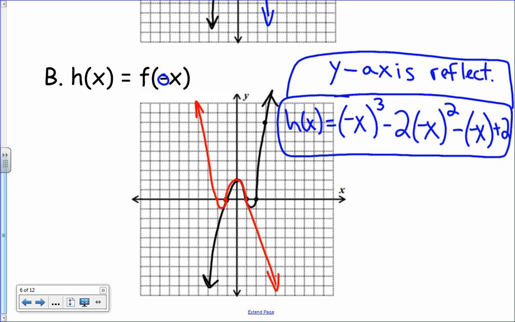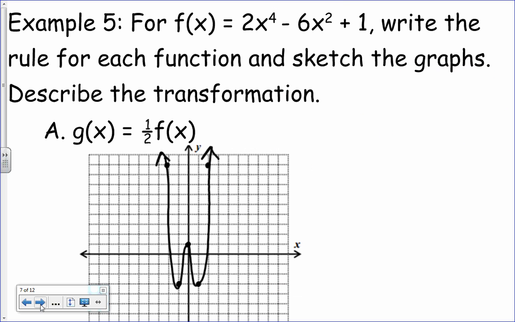All right, let's look at 5. Now, with number 5, you got to look back at your chart. On this one, we have a 1/2. Listen to this now, please. Yes, listen up, please. We have a 1/2 on the outside of our f of x. Is it multiplied or is it added? It's multiplied. We know it's vertical because it's outside, right?